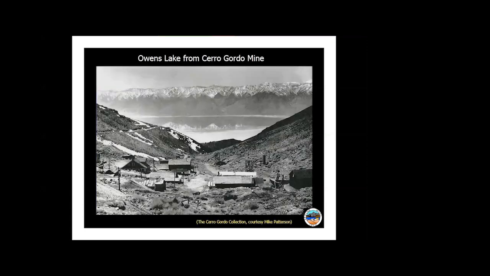Owens Lake was a lake that was navigable. There were steamships that hauled silver ore from Cerro Gordo over to ports on the other side and down to San Pedro.